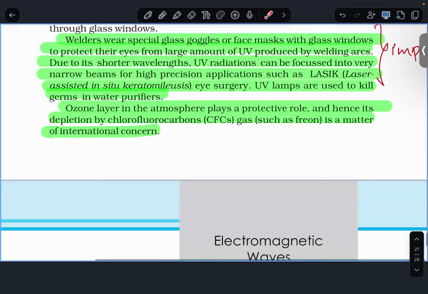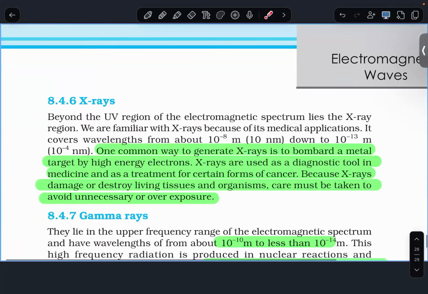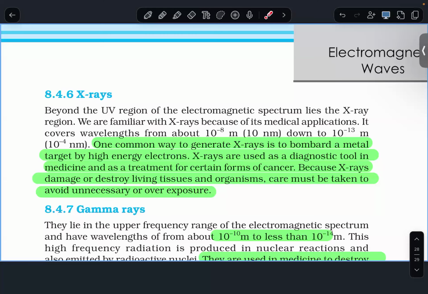X-rays. Roentgen is the first person who produced X-rays actually. Their wavelength is very, very small: a few angstroms to 0.1 angstrom, almost of that range. Very, very small, 0.001 angstrom.